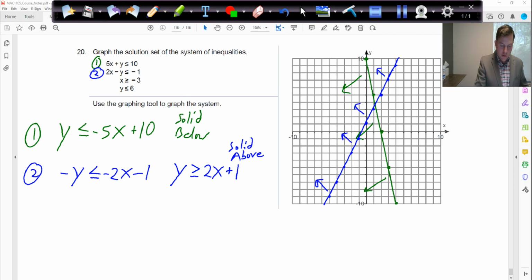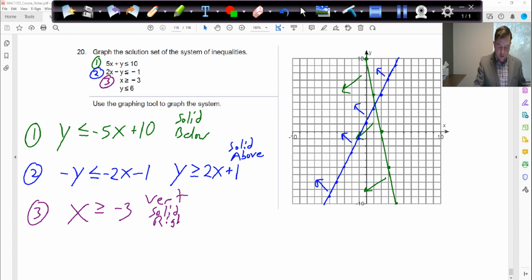Okay. Line 3 is x bigger than or equal to minus 3. This is a vertical line. It's also solid, and we want to shade to the right of it. We want bigger numbers than negative 3. So we go to 1, 2, 3, draw a solid vertical line, and we want things to the right of this line.